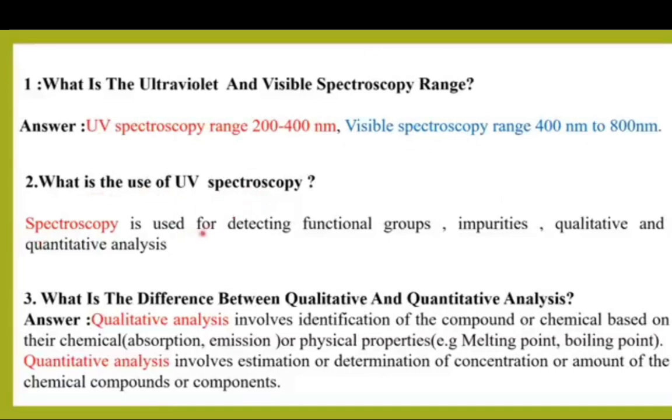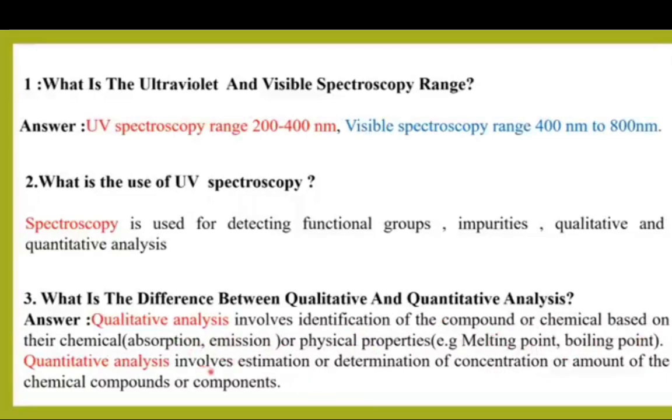Friends, spectroscopy is used for detecting functional groups and impurities, and for qualitative as well as quantitative analysis. So coming to the next question, the difference between qualitative and quantitative analysis. Qualitative analysis involves the identification of a compound or a chemical based on its chemical or physical properties, that is, chemical properties like absorption or emission, or physical properties like melting point and boiling point.